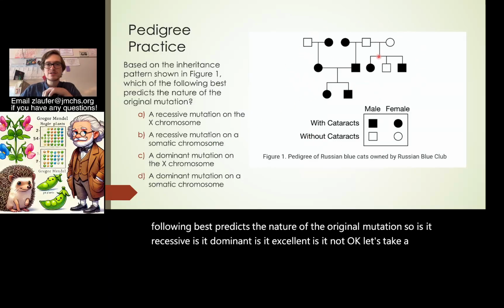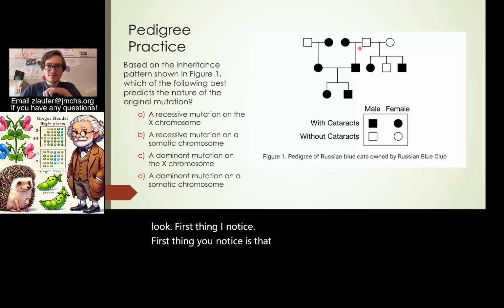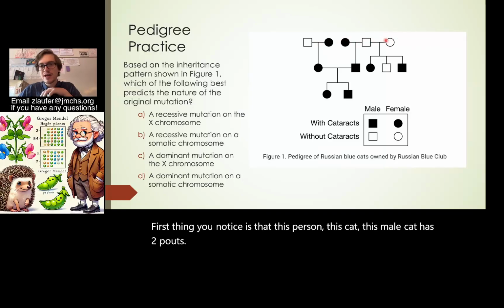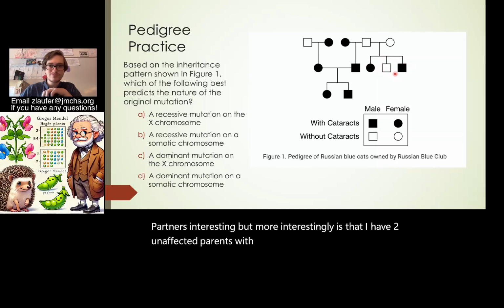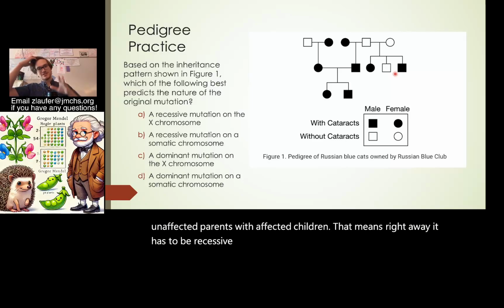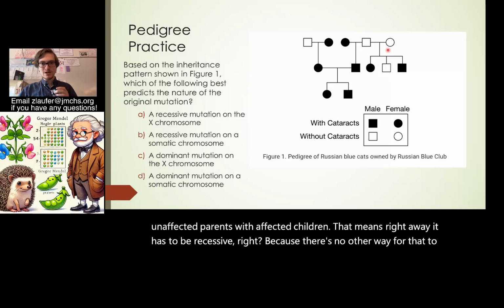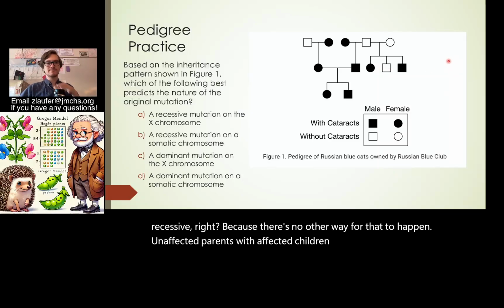First thing I notice is that this person, this male cat, has two partners. Interesting. But more interestingly is that I have two unaffected parents with affected children. That means right away it has to be recessive, right? Because there's no other way for that to happen. Unaffected parents with affected children indicates a recessive mutation.